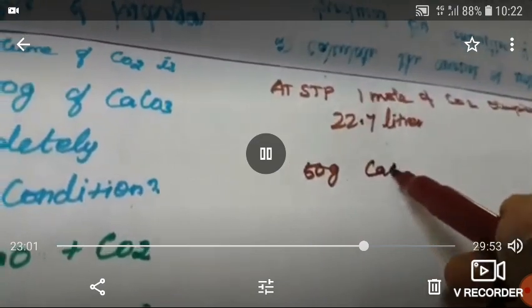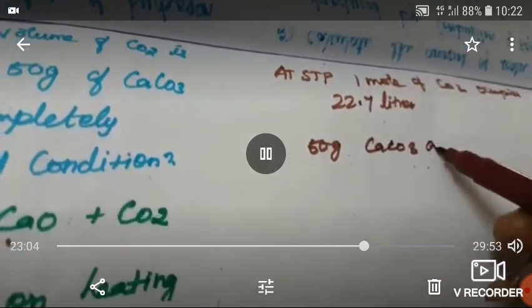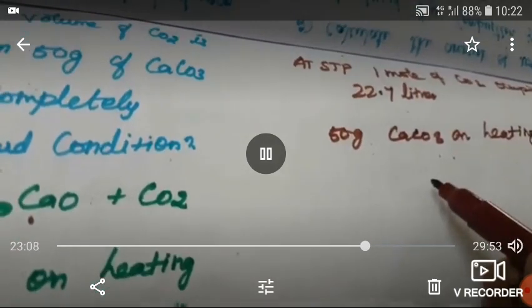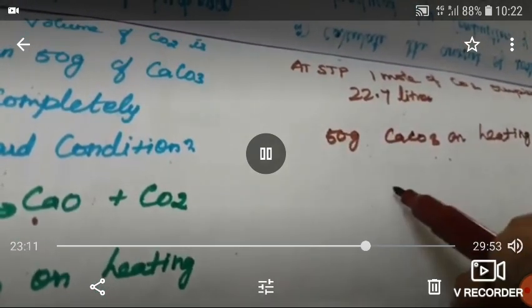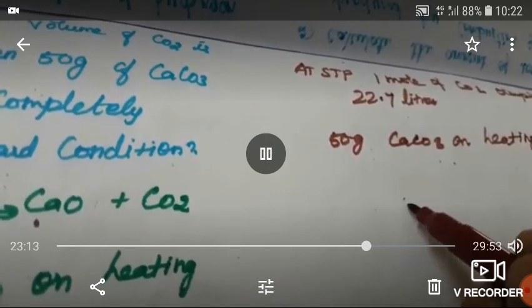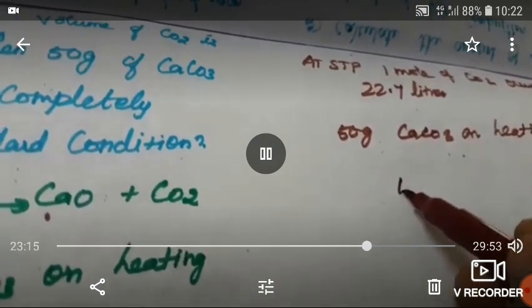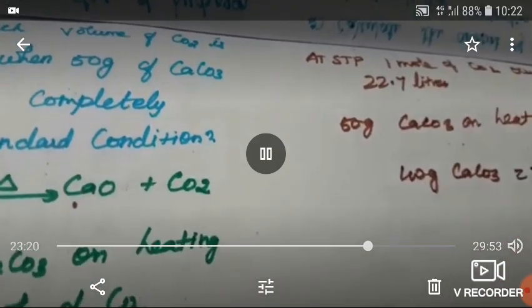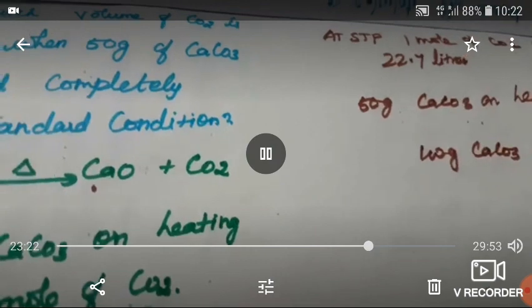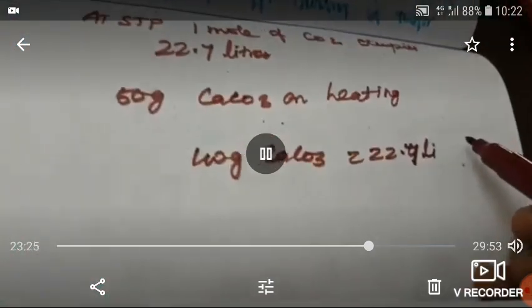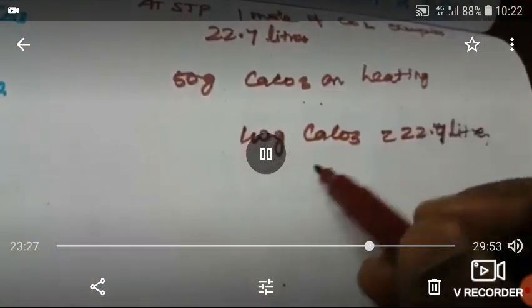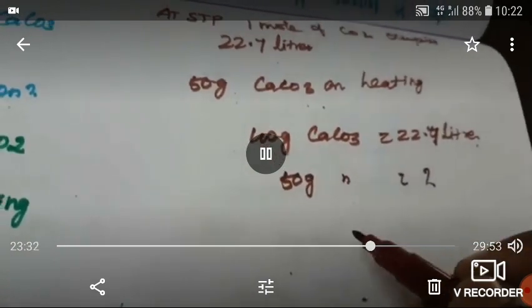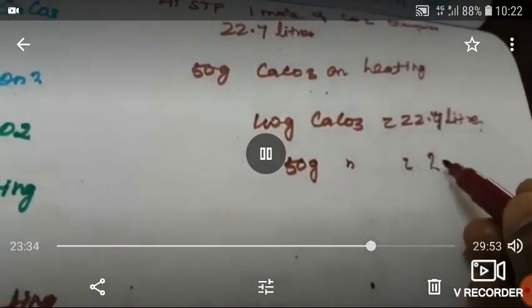So 50 gram of calcium carbonate on heating gives how much? This is the question. First we write 1 mole of carbon dioxide. So 100 gram of calcium carbonate gives 22.4 liters. So 50 gram of calcium carbonate gives how much? Okay, so that is just cross multiplying.